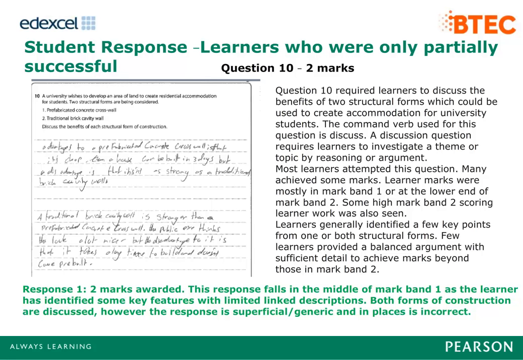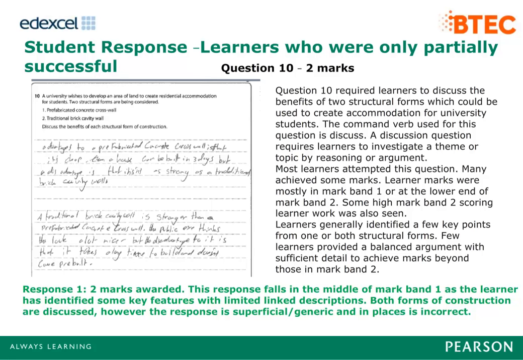Question 10 required learners to discuss the benefits of 2 structural forms which could be used to create accommodation for university students. The command verb used for this question is discuss. A discussion question requires learners to investigate a theme or topic by reasoning or argument. Learners should identify the issue or situation that is being assessed within the question, and explore all aspects of the issue or situation by reasoning or argument.